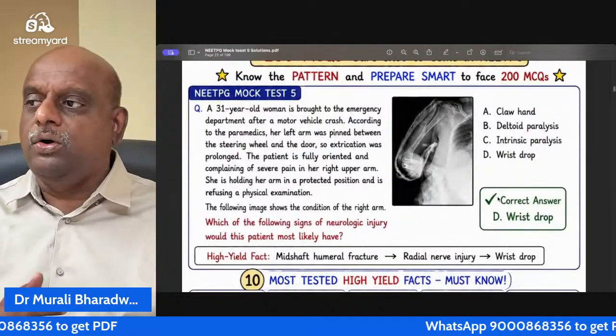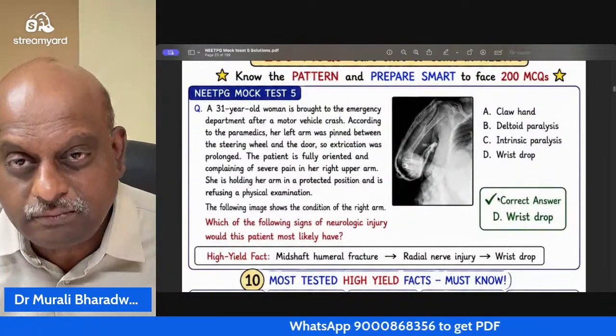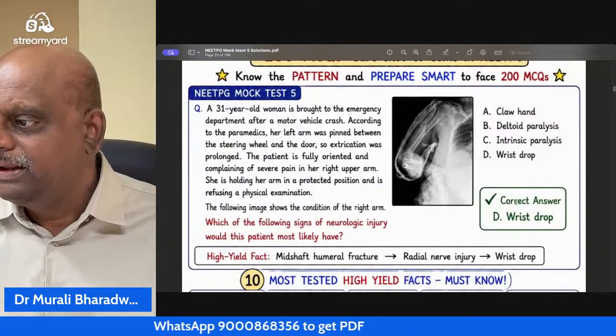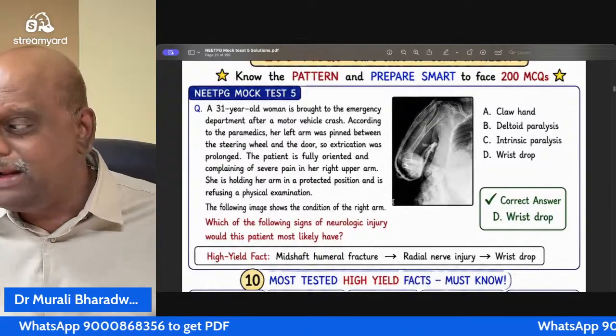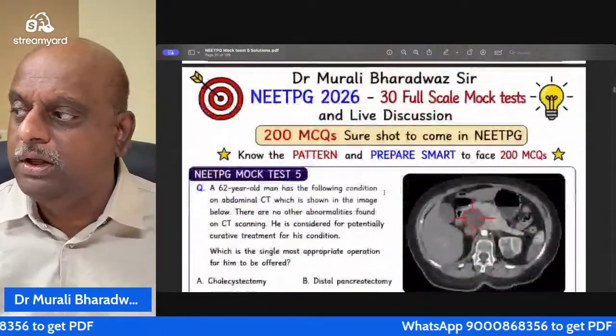A 31-year-old woman is brought to emergency. Typically she is having a fracture of the mid-shaft of the humerus, with radial nerve injury leading to the development of wrist drop, which is what we need to remember.